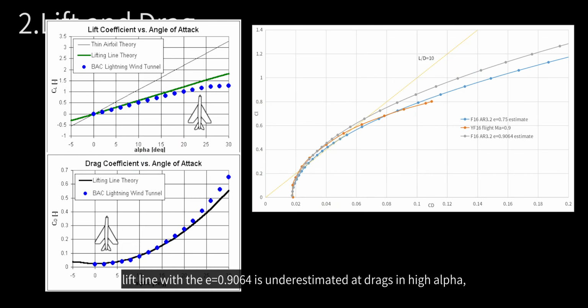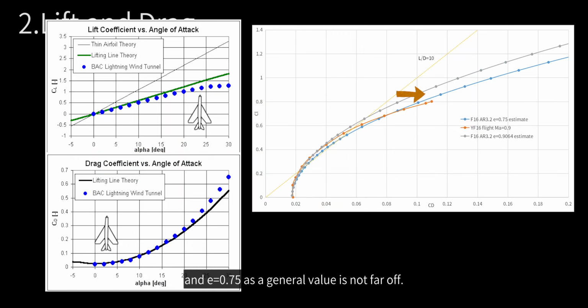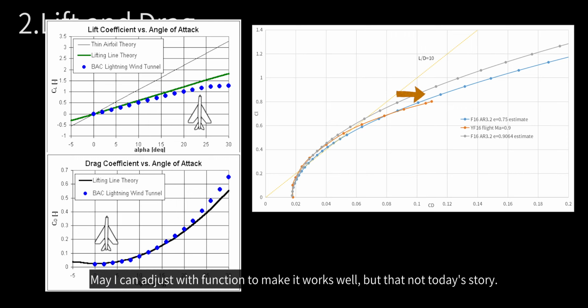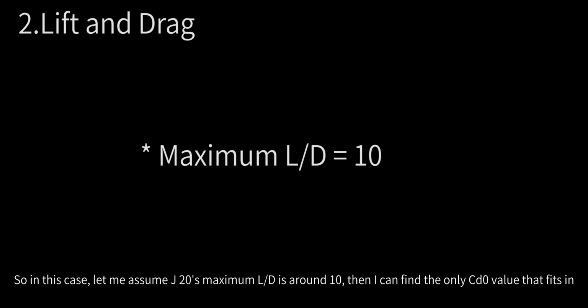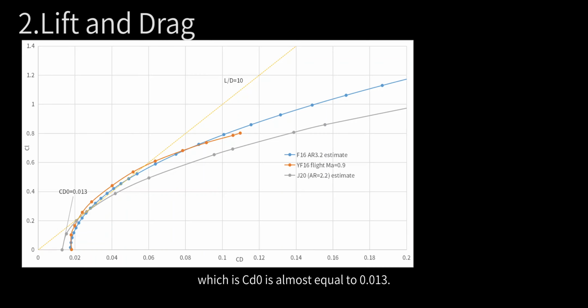At low alpha, lift line with E equals 0.9064 underestimates the drag. In high alpha, E equals 0.75 as a general value is not far off. I can adjust the function to make it work well, but that's not today's story. Clearly, I don't know J20's CD0, so in this case, let me assume J20's maximum L/D is around 10, then I can find the only CD0 value that fits, which is CD0 almost equal to 0.013.